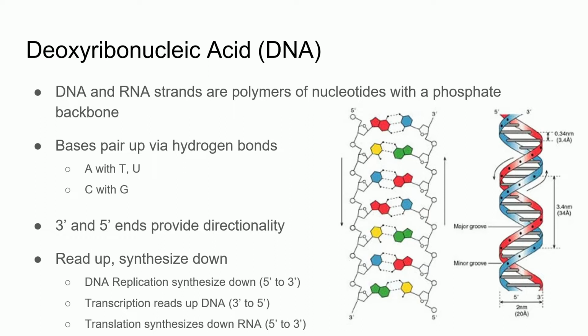The 3' and 5' ends of the strand, designated by the carbon position of the phosphate group at one end, provide directionality for the nucleotide strands. The 2 strands align in opposing directions, such that the 3' end of one strand is paired to the 5' end of the other strand, as seen in the picture here. This results in a sense and anti-sense strand, or parallel and anti-parallel strand. This directionality is important for the function of DNA and RNA.